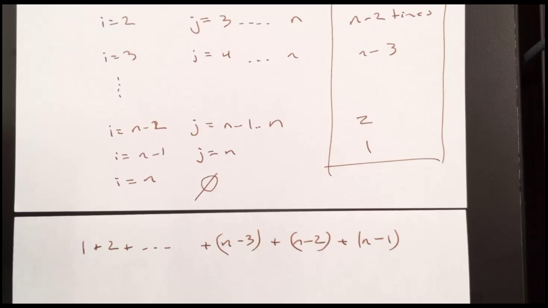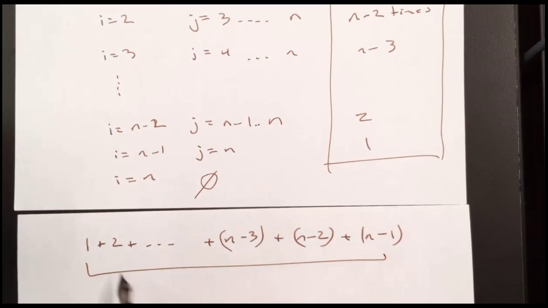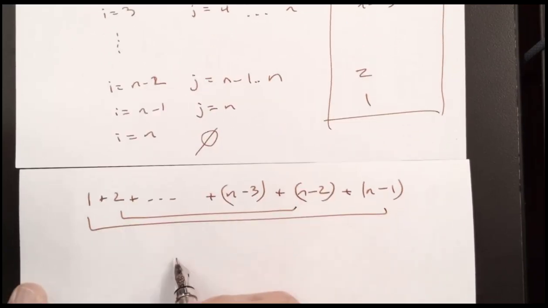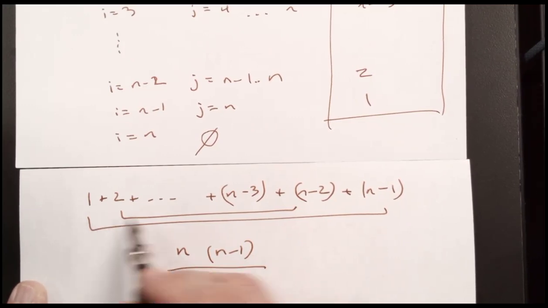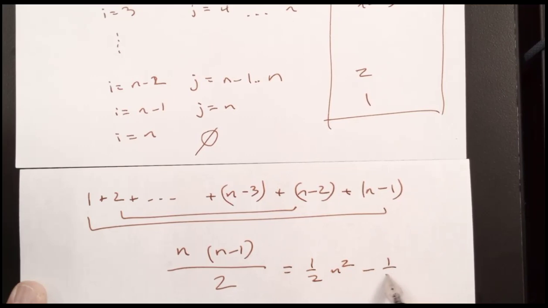Colin? Remember, we did the pairing up when we added up from whatever. Each pair is going to be n. So I have n for each pair, and I have n minus 1 over 2 pairs. Right? There are n minus 1 numbers here. So half of that is the number of pairs, and each pair is n. That's the same as 1/2 n squared minus 1/2 n.